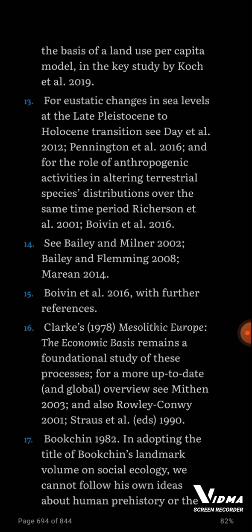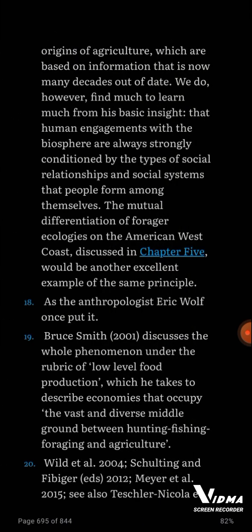1990. Bookchin 1982. In adopting the title of Bookchin's landmark volume on social ecology, we cannot follow his own ideas on human prehistory or the origins of agriculture, which are based on information that is now many decades out of date. We do, however, find much to learn from his basic insight that human engagements with the biosphere are always strongly conditioned by the types of social relationships and social systems that people form among themselves.